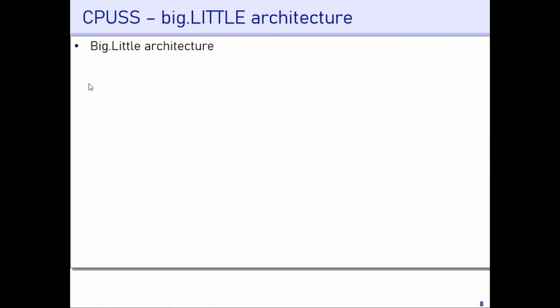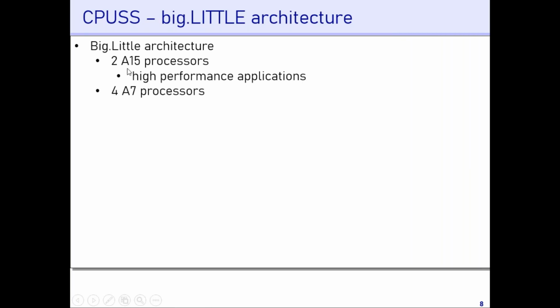Next. So first, let's talk about what this big little architecture is. Big little means a few high performance processors making one cluster, and a few low performance processors making another. The architecture we have seen has two A15 processors, which are high performance and used to run high performance applications. Then four A7 processors, which are used to run low performance applications. Now there is no restriction that you should always have two A15 and four A7. Any combination is possible.